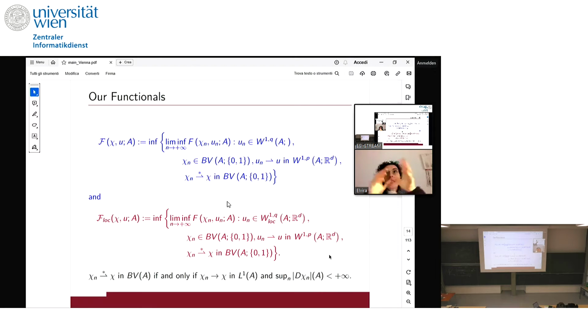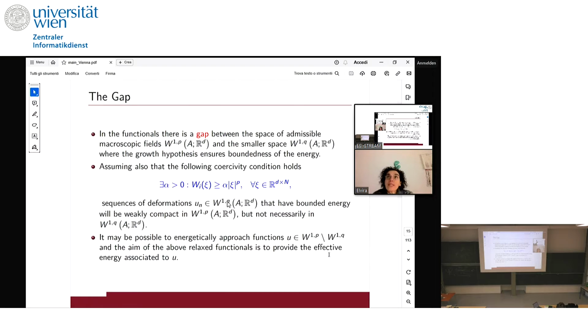So here the situation becomes much more complicated, or less standard, than in the previous setting. And the point is that indeed there is the so-called gap between the fields that we are using to approach our relaxed energy and the sets where possibly this relaxed energy might be finite. And so the crucial part is that one wants to understand if it's really possible to approximate fields which are in W^{1,p} by those which are in W^{1,q}.